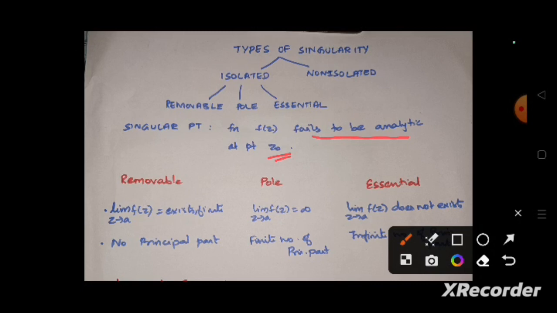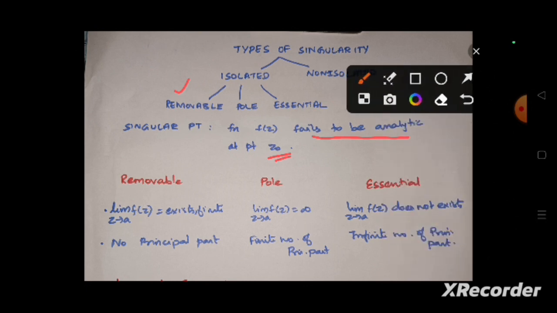There are two types of singularities: isolated and non-isolated. For the isolated, there are three types: removable, pole and essential. Let's see what is removable, pole and essential. For the removable, if the limit exists or is finite, then it is removable. If the limit is equal to infinity, then it is a pole. If the limit does not exist, then we can say that is an essential singularity.